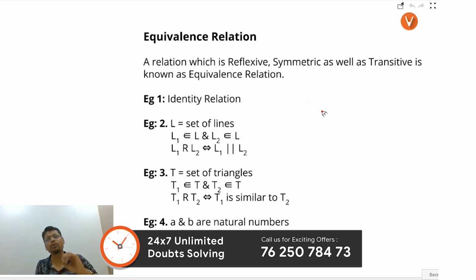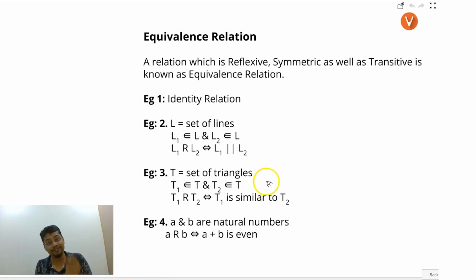Now, a relation is called an equivalence relation when the relation is reflexive as well as symmetric as well as transitive. When a relation is symmetric, reflexive, and transitive, then that relation is called an equivalence relation. An example is identity relation. It is reflexive, it is symmetric, and it is transitive also. So identity relation is an example of equivalence relation.